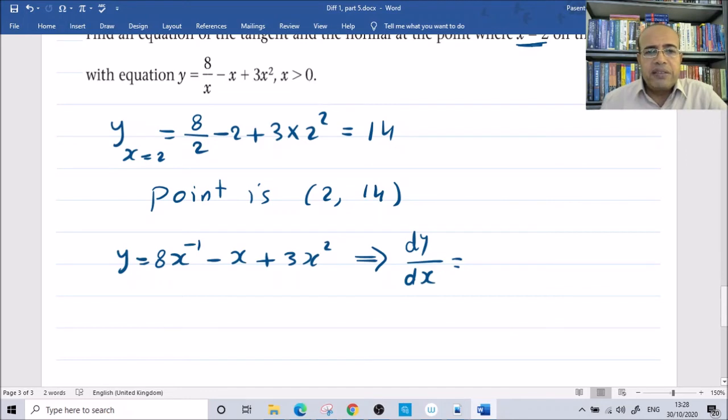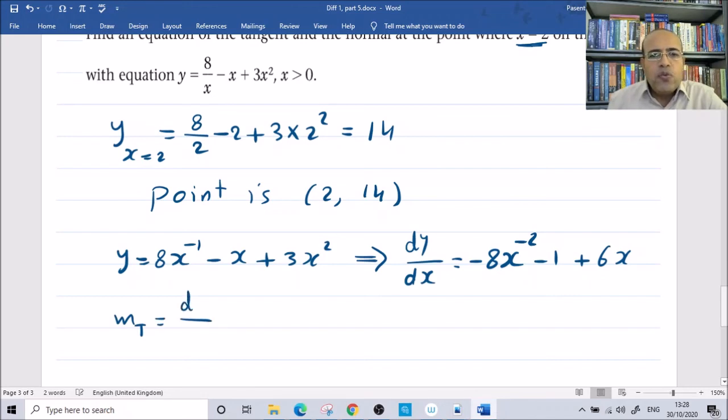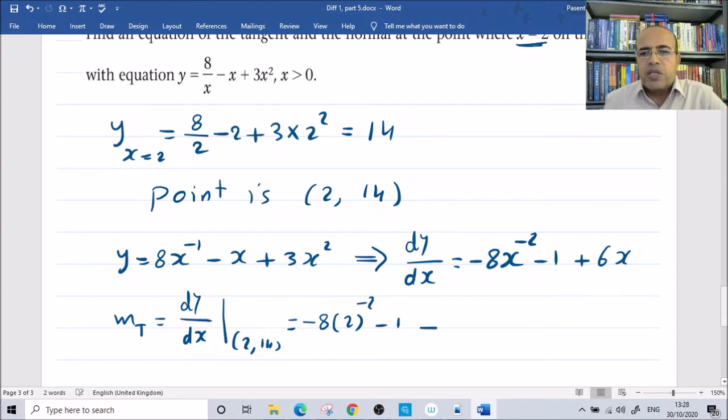So negative 8 comes down, negative 1 comes down, it's negative 8 and minus 1 from the power. Negative x, it's negative 1. 2 comes down, 2 times 3, it will be 6x. This is the gradient of tangent at any point. M for tangent is dy by dx at the point (2, 14). Replace x by 2. So negative 8 times 2 to the power negative 2, minus 1 plus 6 multiplied by 2. We use the calculator. The answer is 9. So the gradient of tangent is 9.